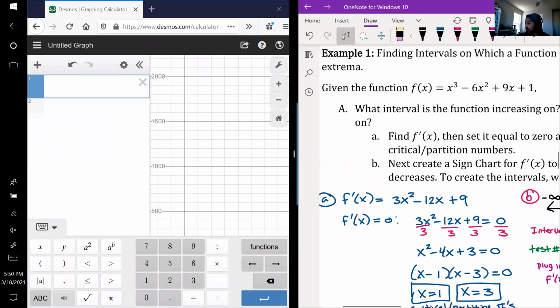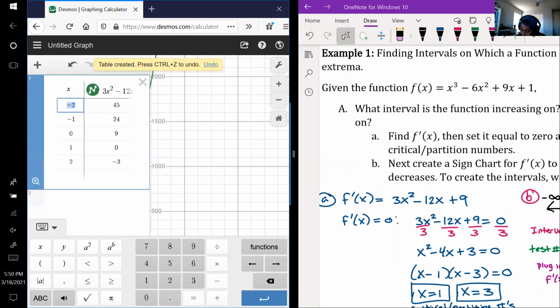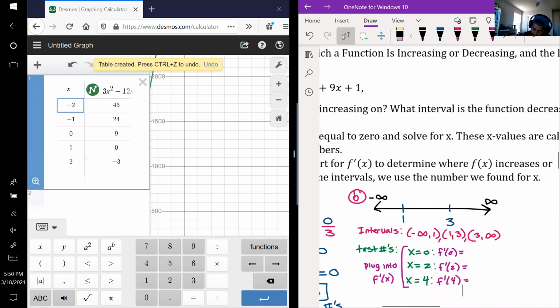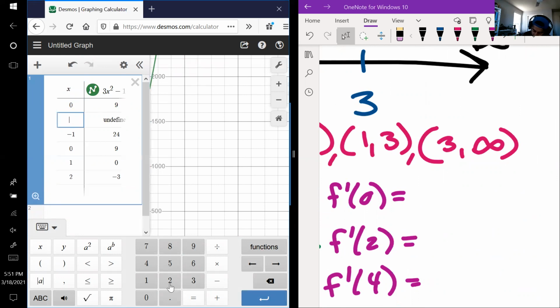Okay. So what I'm going to do is type in my derivative first: 3x squared minus 12x plus 9. And then I'm going to use that table feature that Desmos has, and I'm going to type in the test numbers that we wrote over here. So back over here, that should be x. There we go. Up there: 0, 2, 4. Okay.